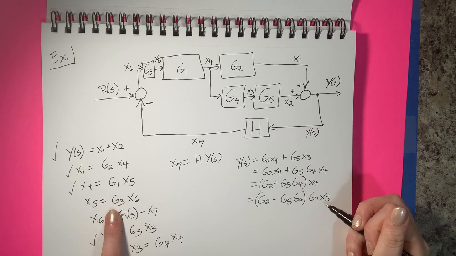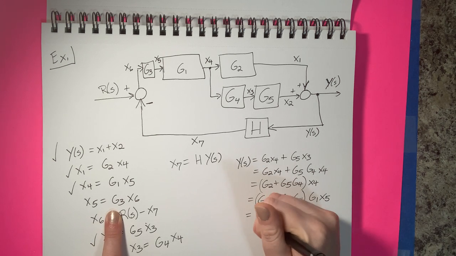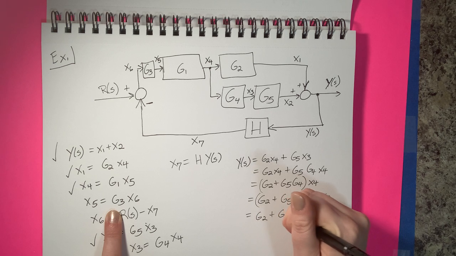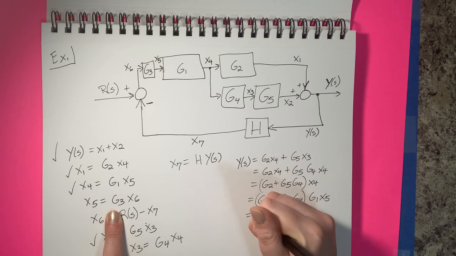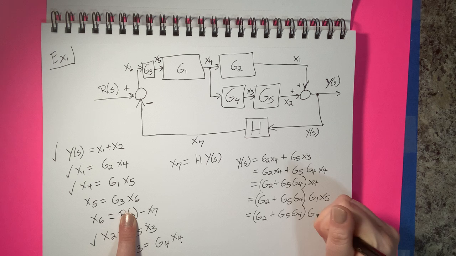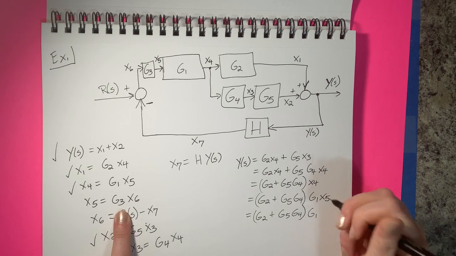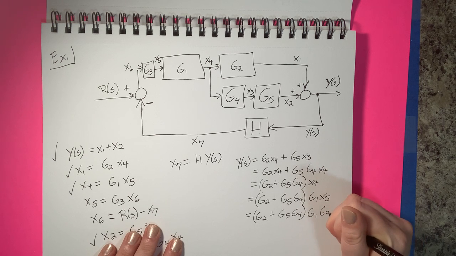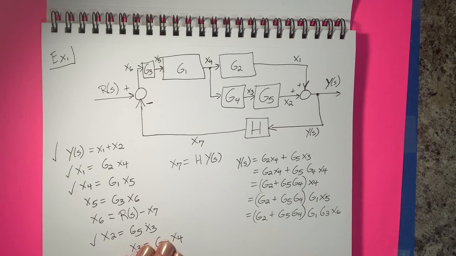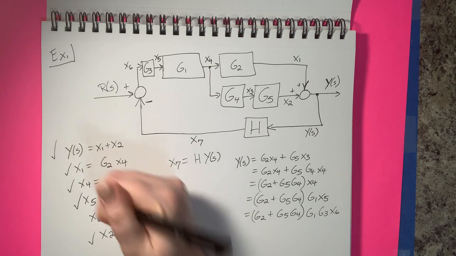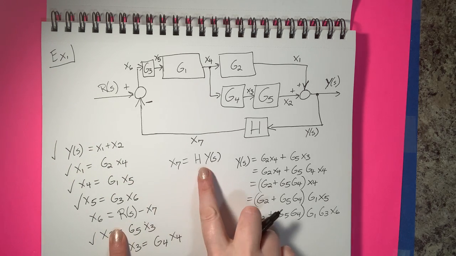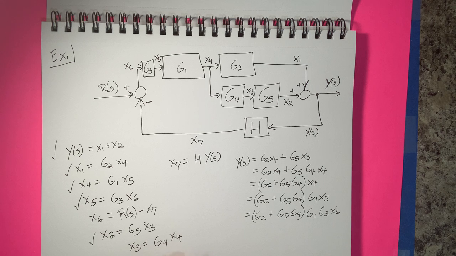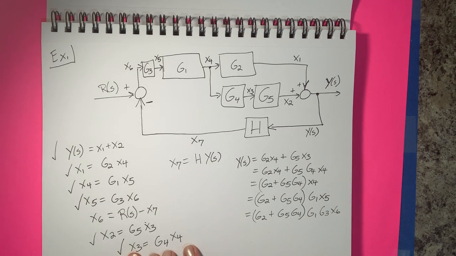Okay, so x5, let's make that substitution. g2, g5, g4, just copying that coefficient again. And then we have our g1 that stays in place. x5, let's make that substitution. It is g3, x6. Okay, so now we mark that off. And our last substitutions are these two equations. Or did we make the substitution for x3? Yes, we did. Again, I need to learn to mark those off.